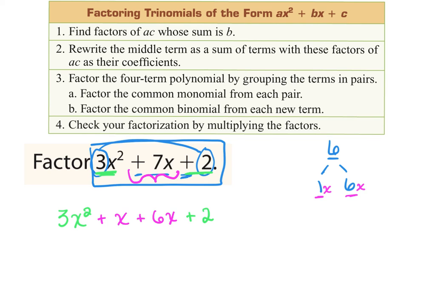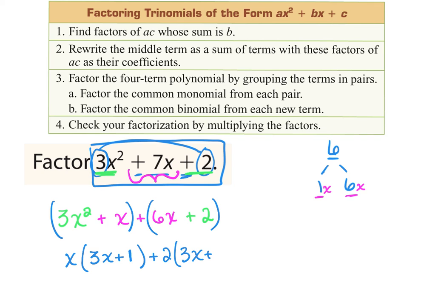I'm going to group, and I'm going to say, okay, group the first, group the last. What can come out of the first group? 1, and then variables, I can take out an x, right? What am I left with? 3x plus, what's x divided by x? 1. Remember, if 1's the only thing, you have to write it, all right? What can come out of the second group? A 2. I'm left with 3x plus 1.